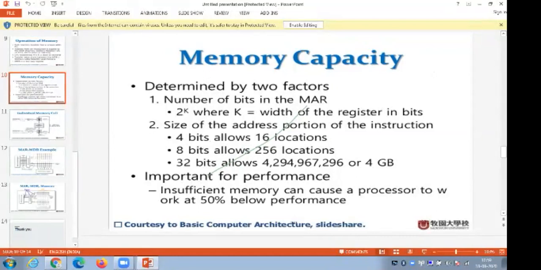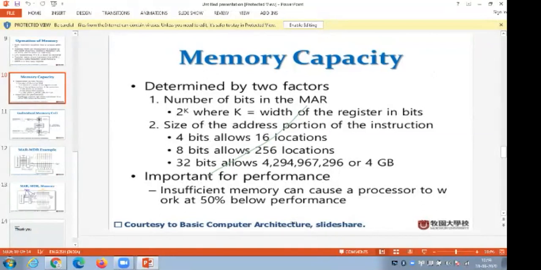If we have insufficient memory, the performance of the system will be very low. To know about memory: memory consists of a number of cells. Cells are nothing but the locations which are placed in the memory. So memory consists of a number of cells, and the cells are the place where the information is stored.